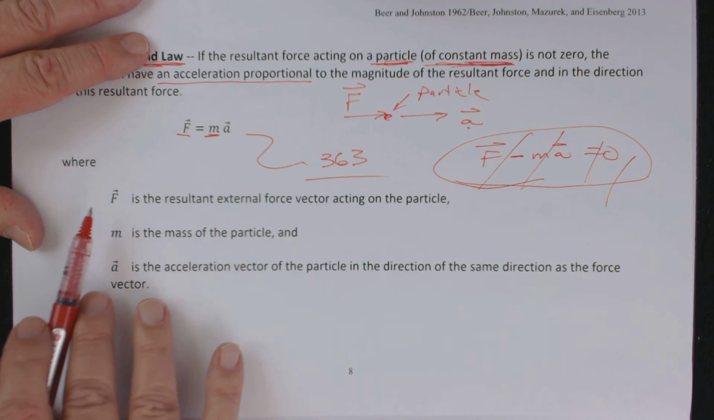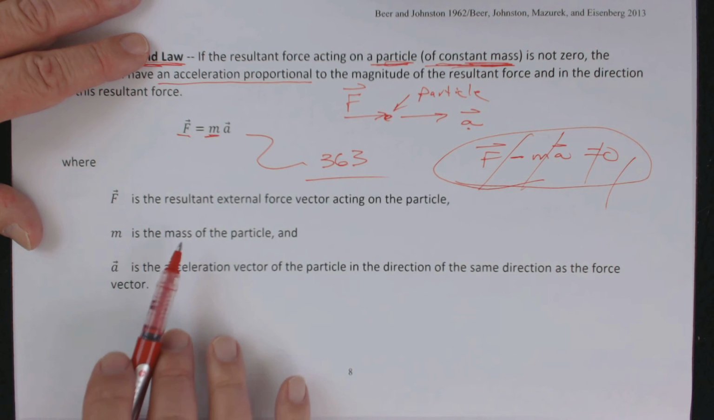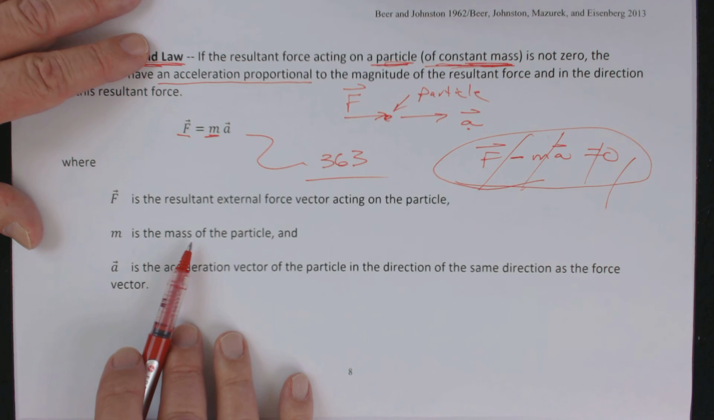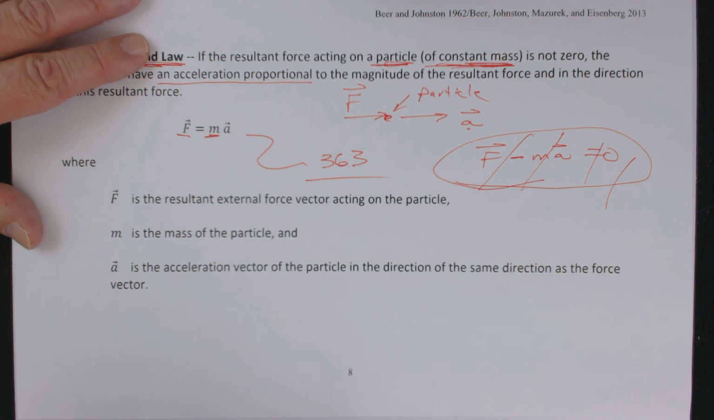And then I've just kind of listed out: F is the force, M is the mass. And see, if you draw a graph that has acceleration and force, the slope of that line is the mass. So that's Newton's second law.